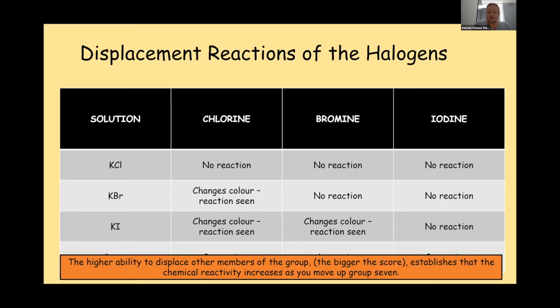The higher the ability to displace the other members of the group, i.e. the bigger the score, established that the chemical reactivity increases as you move up group 7. Remember, chlorine was at the top of group 7 out of these 3 elements, with bromine in the middle and iodine at the bottom of the 3.